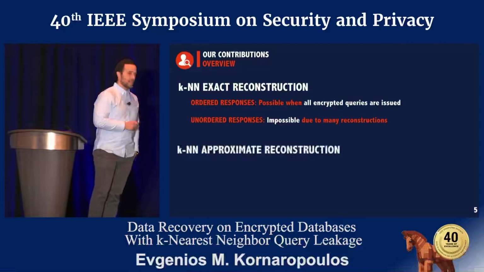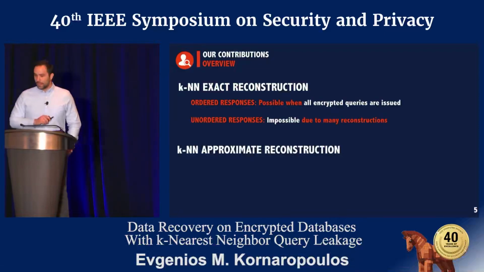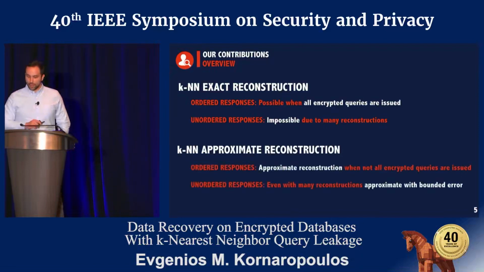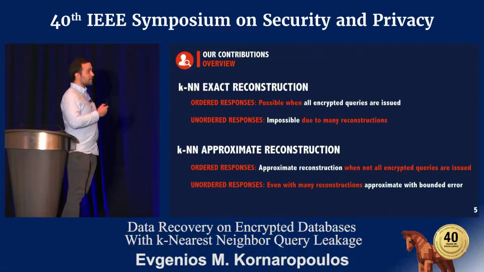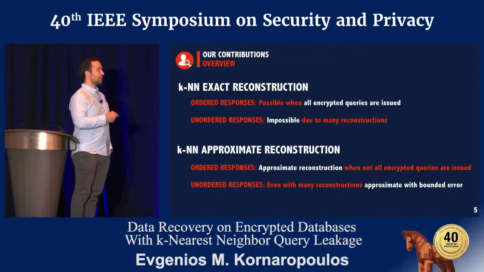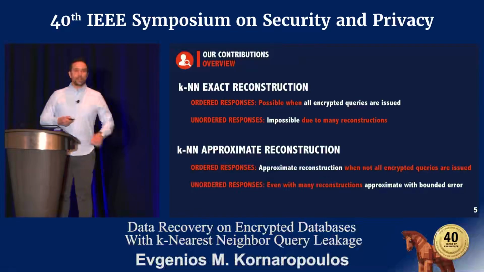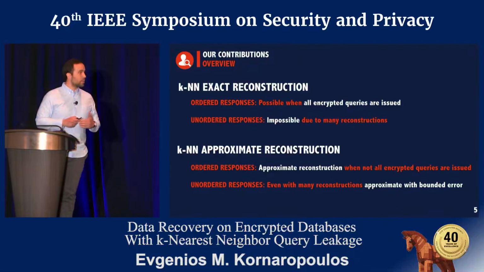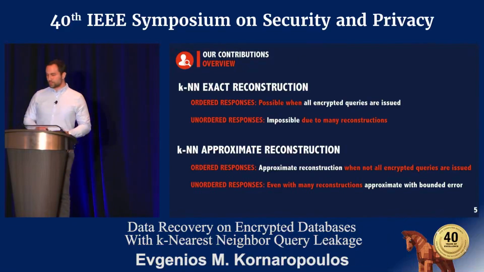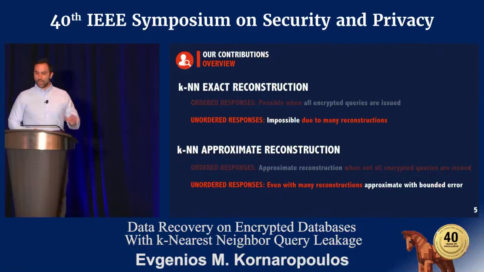The second adversarial goal that we study is approximate reconstruction. Here, we have again the ordered and the unordered case. For the ordered, we present an attack that reconstructs approximately the underlying plain texts. For the unordered case, even though we have an impossibility result from before, we can still approximate with a bounded error. For the remainder of the talk, I'm going to focus on the unordered case.